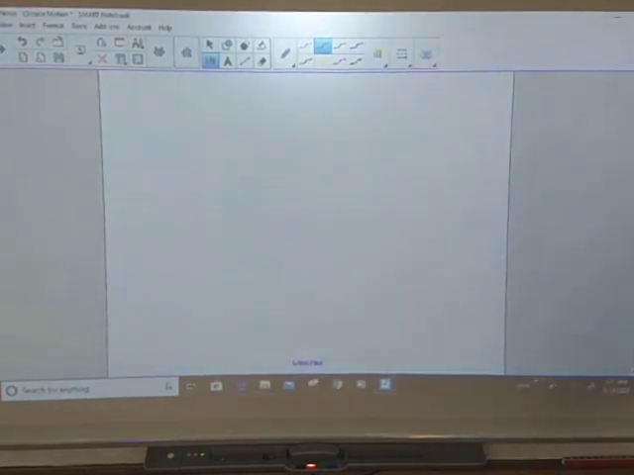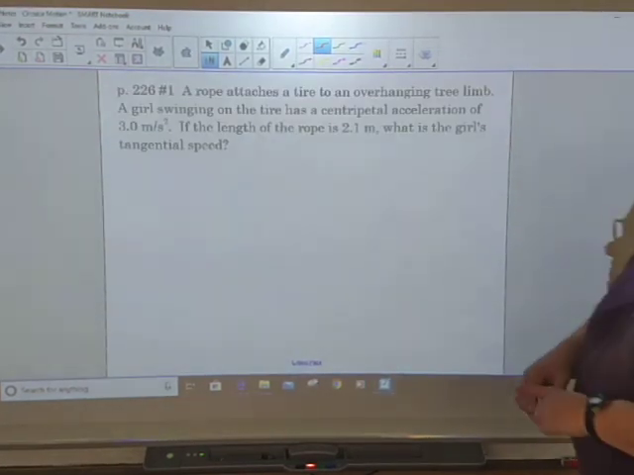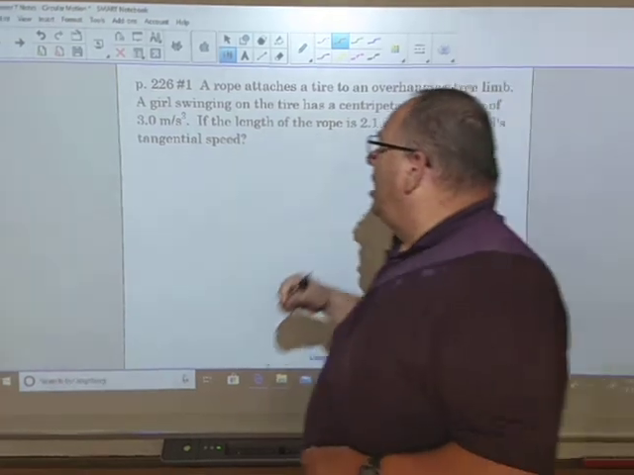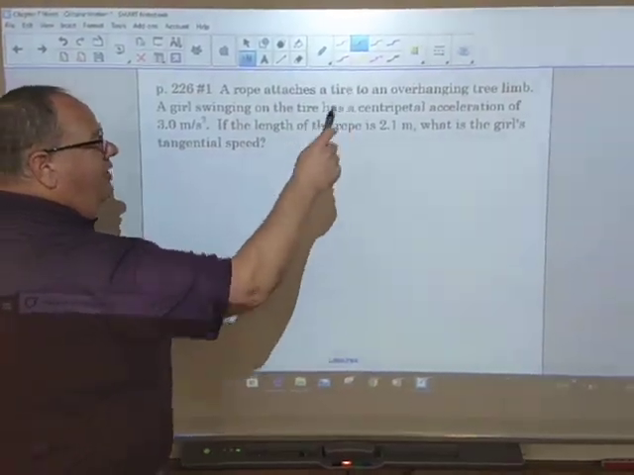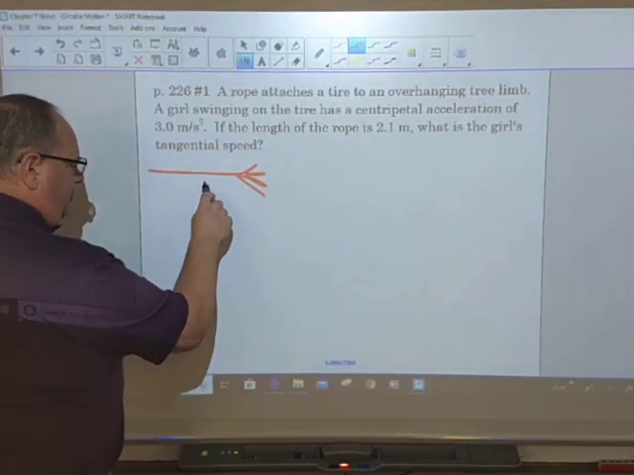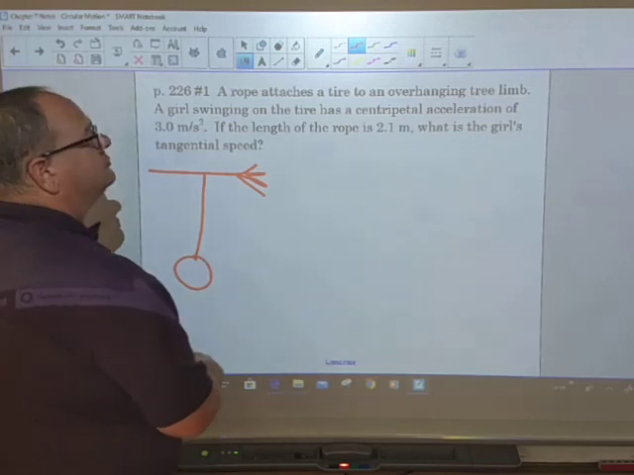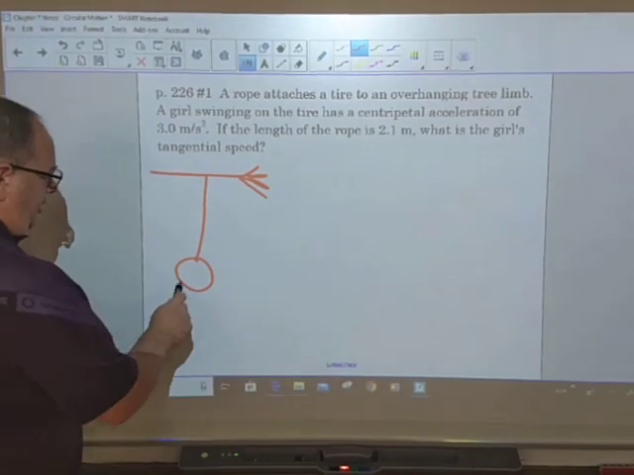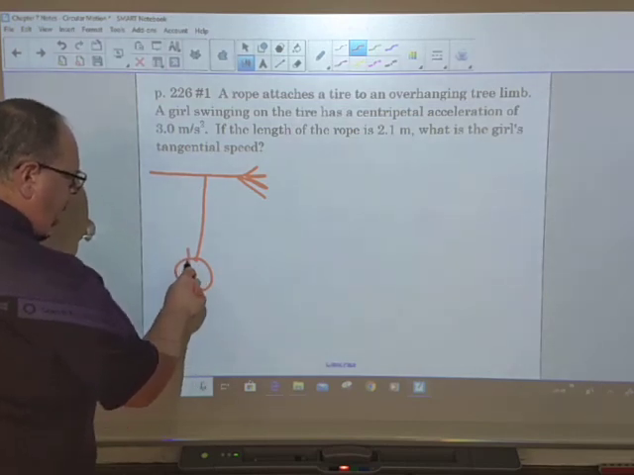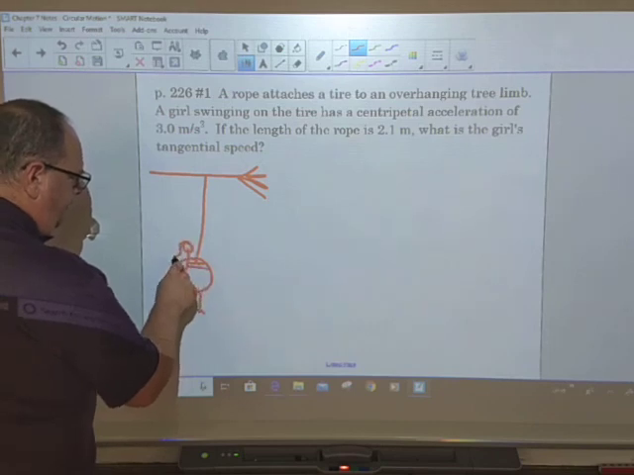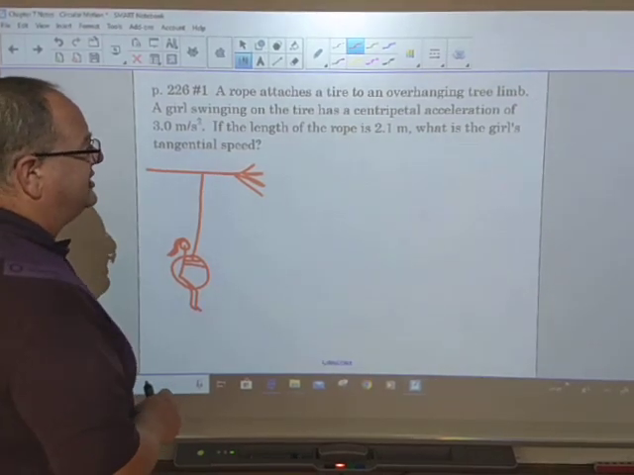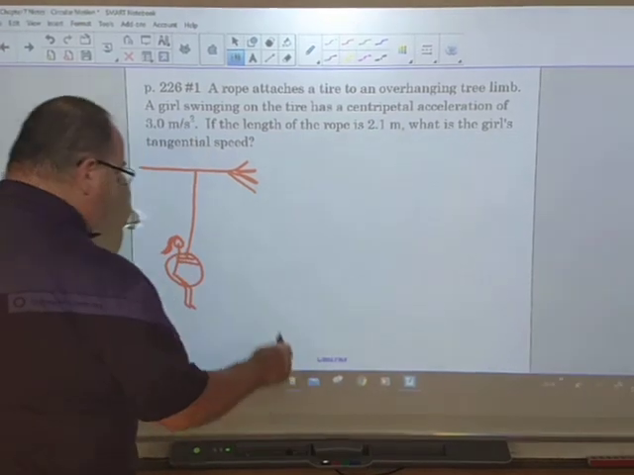Let's practice it a little bit. This is problem number 1 from page 226 in your textbook. It says, a rope attaches a tire to an overhanging tree limb. Here, I'm going to draw my tree limb, and here's my rope and tire. A girl swinging on a tire. It's got long hair. A girl swinging on a tire has a centripetal acceleration of 3.0 meters per second.